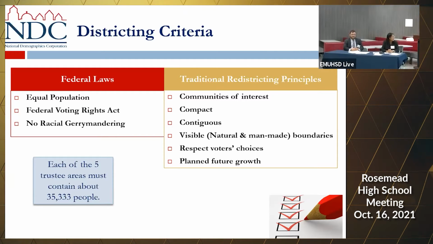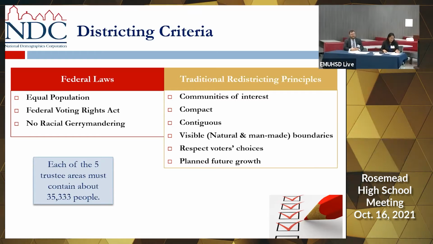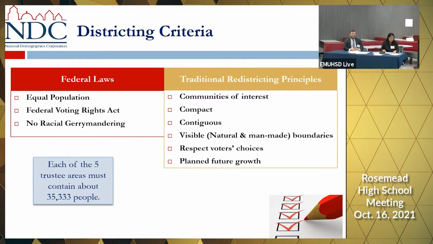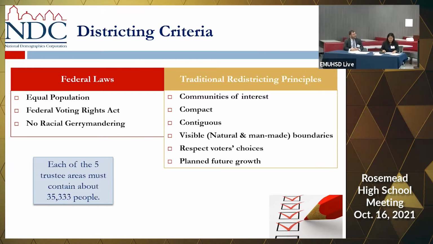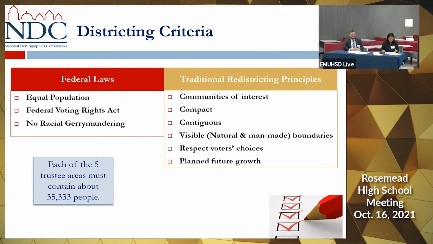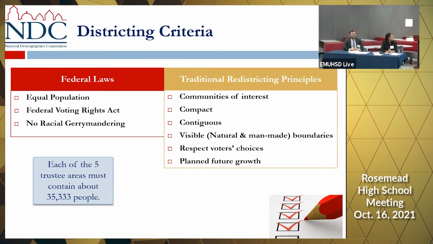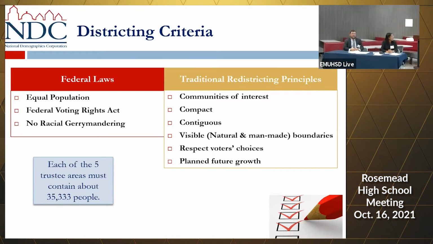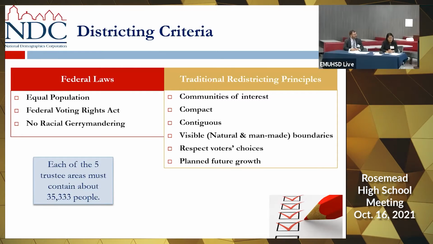Now, when we look at drawing districts for the first time or redrawing district boundaries, there's a set of rules or criteria that we use in order to balance these district areas. And basically they fall into 2 major groups. Federal laws are things that the Supreme Court and other federal courts tell us we must comply with. And first, of course, is equal population.